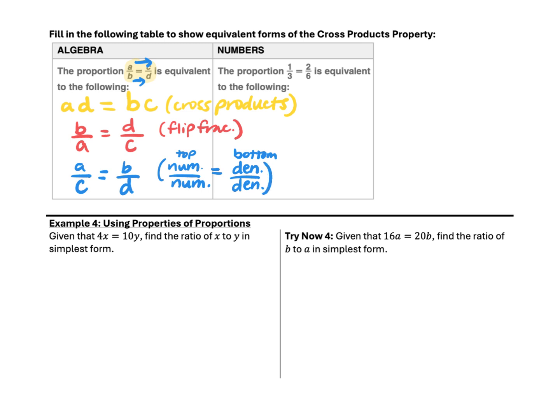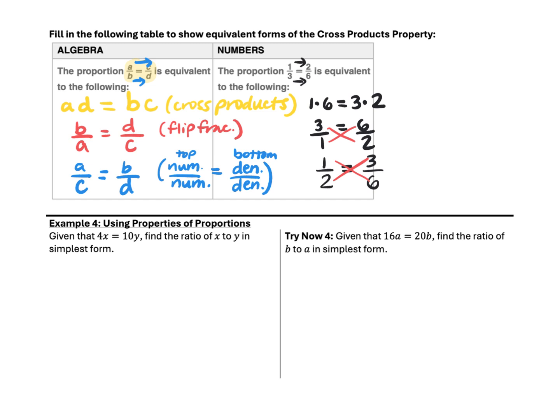So if we look at one with some actual numbers in here, let's look at 1/3 equals 2/6. Well, the first form would be 1 times 6 equals 3 times 2. That's cross products. If we flip the fractions, we could go 3 over 1 equals 6 over 2. And if we go from left to right, 1 over 2 is going to be equal to 3 over 6. So those proportions are all equivalent and they all actually have the same cross product. If you look at these, 3 times 2, 6, 1 times 6, 6. 1 times 6 is 6, 2 times 3 is 6.